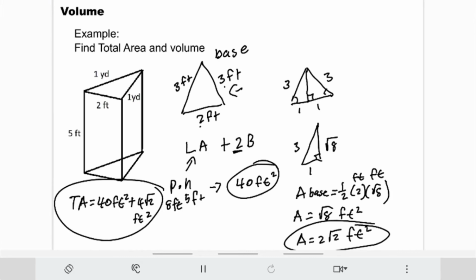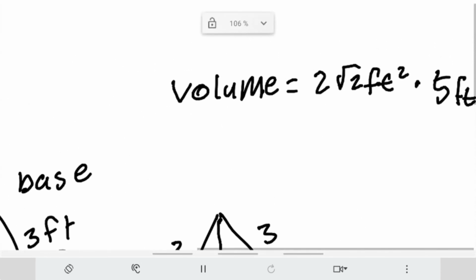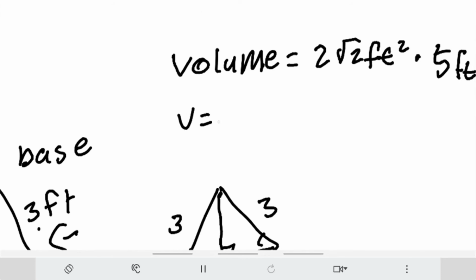Now, if I want to find my volume, we have to say, okay, what's the area of my base times my height? And again, we found the area of the base, so my volume equals 2 square root 2 feet squared times my height. In this case, my height is 5 feet. When we multiply this all out together, we get 10 square root 2 feet cubed. The reason we get feet cubed is, again, feet squared times one more feet. That's feet times feet times feet. That's feet cubed.